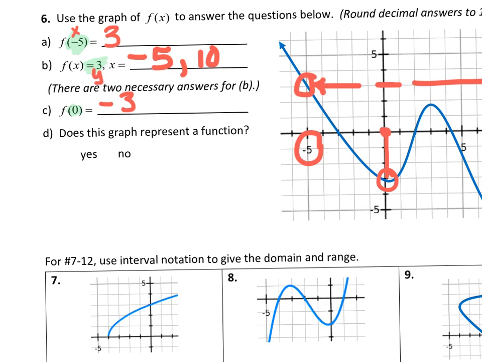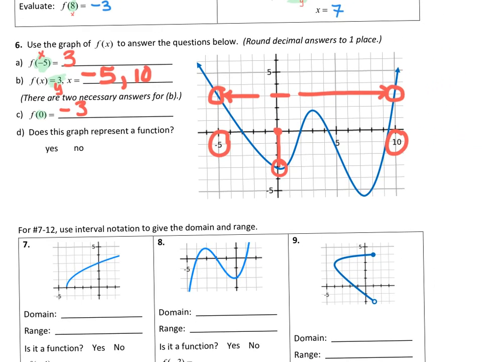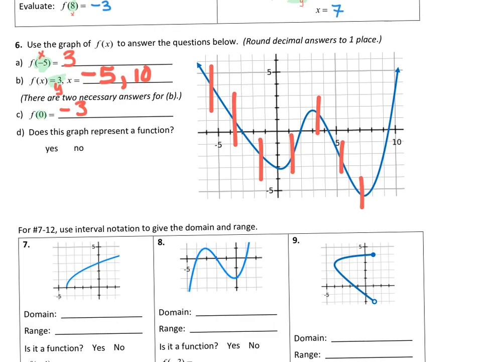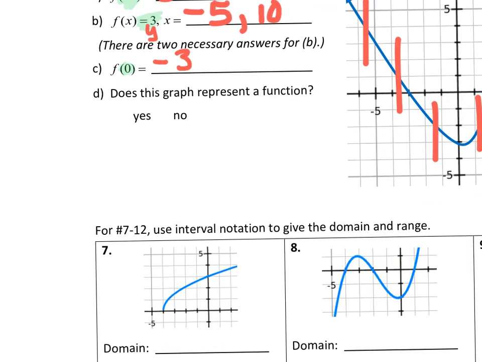Does this graph represent a function? To decide if a graph represents a function, you want to do the vertical line test. So we're going to look at all the places where we could draw a vertical line on this graph, and if there's nowhere where I would cross the graph twice, then yes, it represents a function because it does pass the vertical line test.